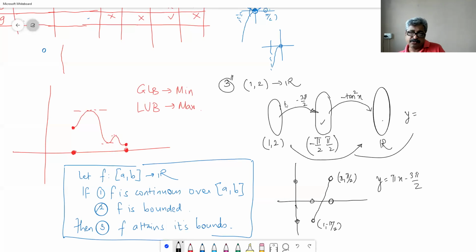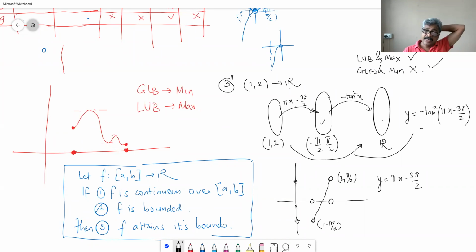Put the value of this into this, that is minus tan square of what? Pi x minus 3 pi by 2. Minus tan square of pi x minus 3 pi by 2 is the function which is defined from 1 to 2 open interval, and we'll have values going to real numbers such that LUB and max, yes, GLB and min.